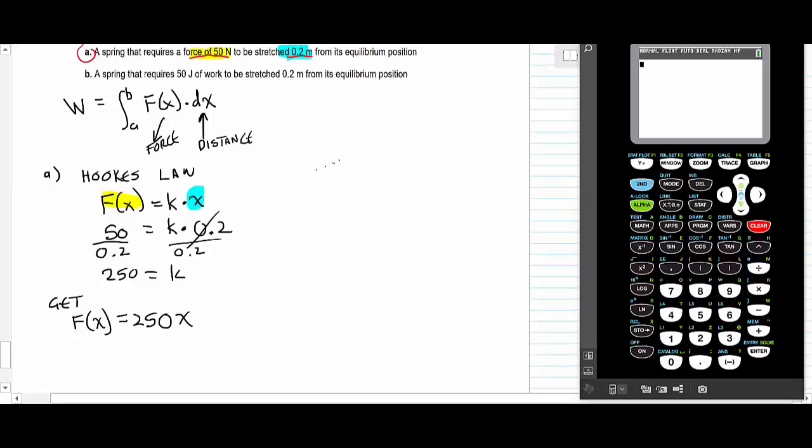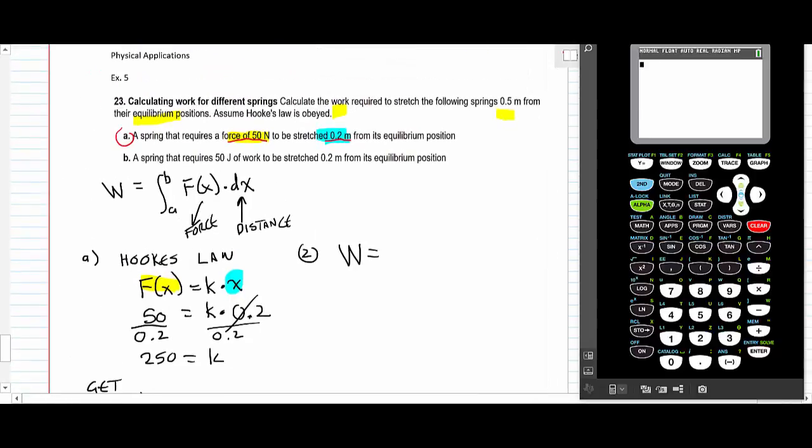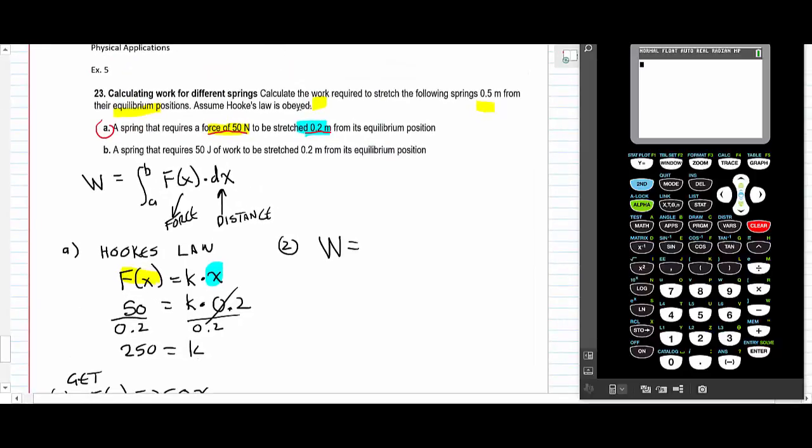Then the second thing you've got to do, after you've got this, is find the work when it's stretched. This time on part A, you've got to look at the directions to the problem. It says calculate the work when you're stretching 0.5 from equilibrium position. So now you do your integral. Equilibrium is where? 0. That's at the beginning. You're stretching, we said 0.5.